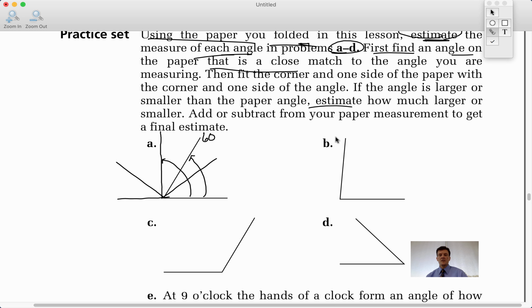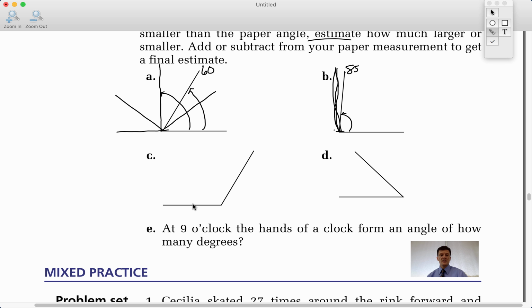Okay? Here, if I draw straight up and down, this is 90. It doesn't look like my angle is quite 90, but it's close, so maybe I say it's 85. It's a little bit less. It's not quite 90. Okay? This angle, from one side of the angle to the other side, doesn't matter which direction we spin, but we always go from one side to the other side.